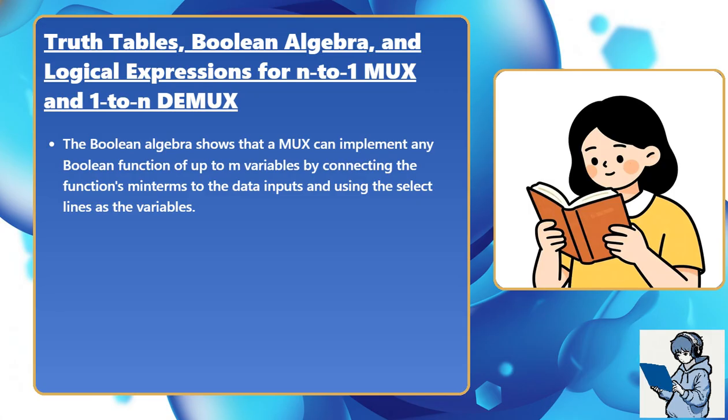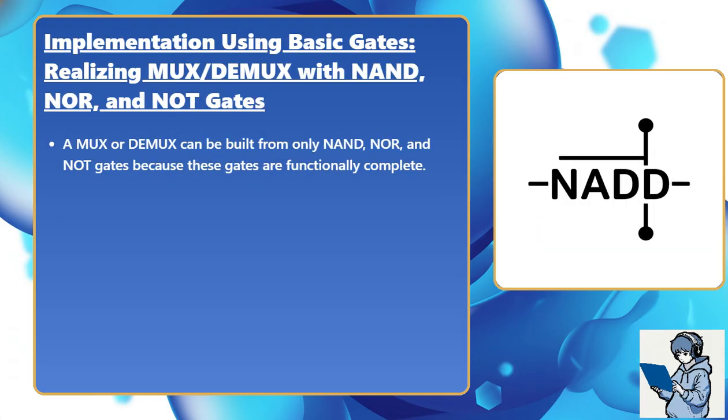The Boolean algebra shows that a multiplexer can implement any Boolean function of up to m variables by connecting the function's minterms to the data inputs and using the select lines as the variables. A MUX or DEMUX can be built from only NAND, NOR, and NOT gates because these gates are functionally complete.